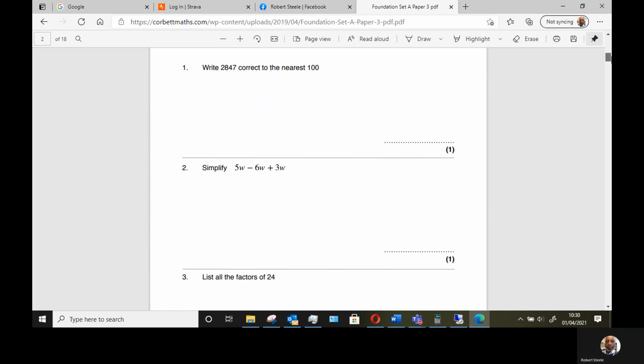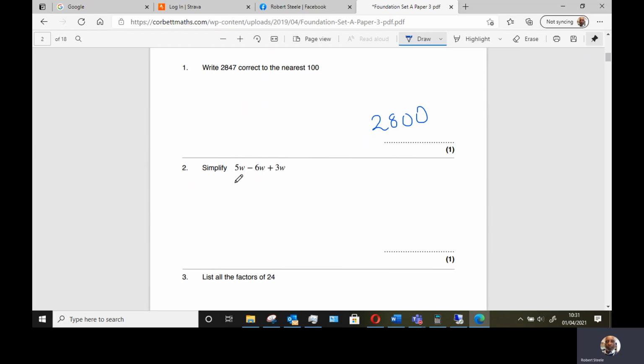Right. First few questions are usually quite easy lead-in questions. So take a look at this. The number you're given is between 2,800 and 2,900, but with the middle being 2,850, you can see that it's nearer to 2,800.